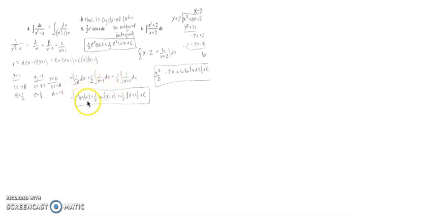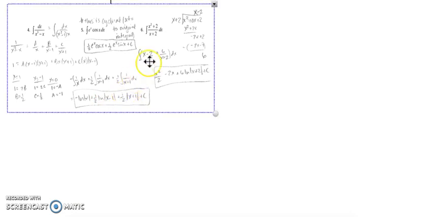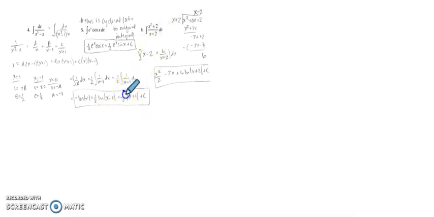And then I integrate each of these with natural logs, so negative ln of absolute value of x plus 1/2 ln of x minus 1 plus 1/2 ln of x plus 1, all with the absolute values, plus c.